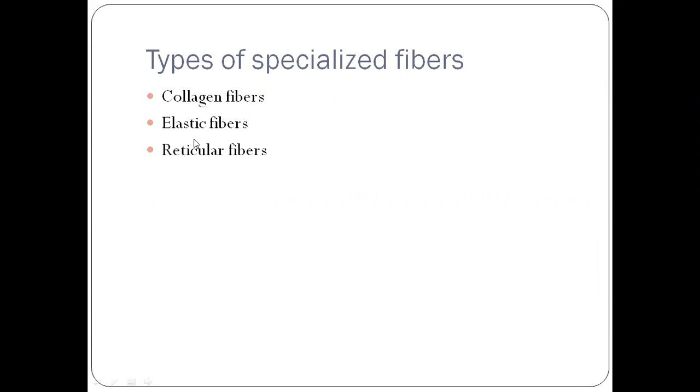Reticular fibers, the last one, the third type of protein fiber found in our connective tissue. These fibers consist of thin strands of collagen that form a network of fibers to support the tissue and other organs that are connected.